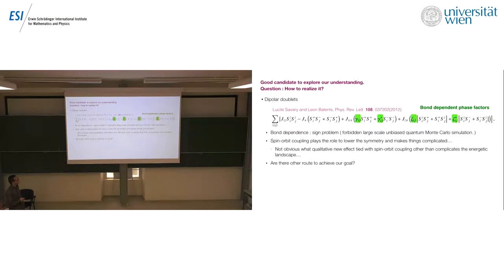First, there are several non-trivial phase factors due to the space group symmetry of this material. That will cause a sign problem, forbidding unbiased quantum Monte Carlo simulation, because it's very complicated. And the second thing is that spin-orbit coupling seems to make the whole story horrible, because now microscopic spin can see the lattice structure and all kinds of couplings come into play. So one question is, are there other ways to reach that?